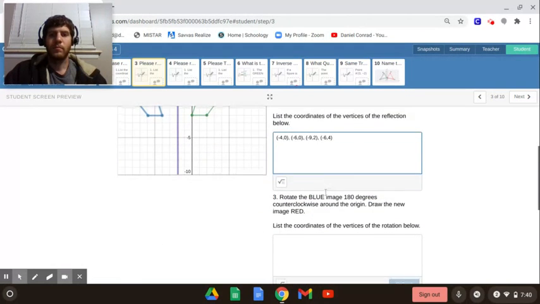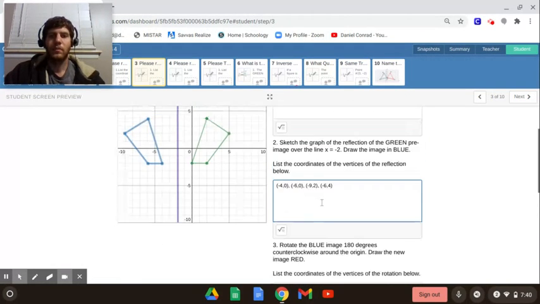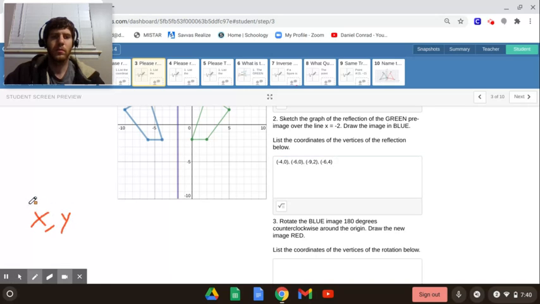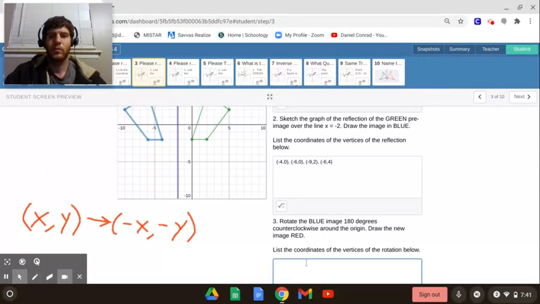All right, and then they're asking us to now rotate 180 degrees. So we have a rule for rotating 180 degrees. So our rule for rotating 180 is going to be x, y goes to negative x, negative y. So we're going to take those blue points and rotate 180 degrees. So we simply need to change the signs. So if we look at our points, we have negative 4, 0. That's going to become 4, 0. Negative 6, 0 is going to become 6, 0. Right, negative 0 is just 0.